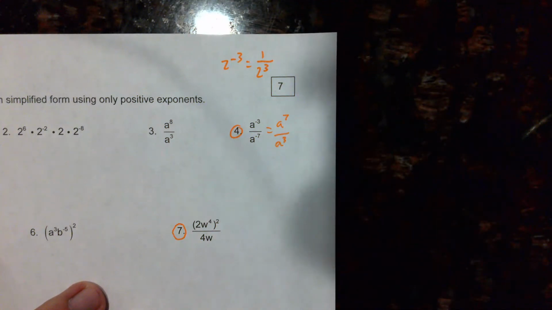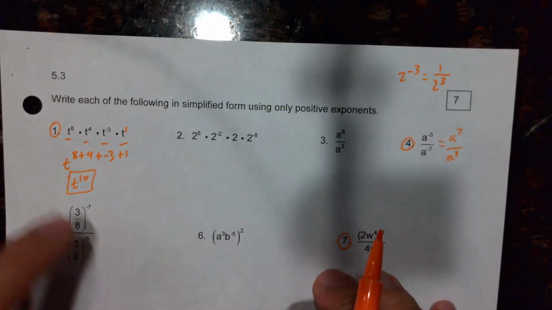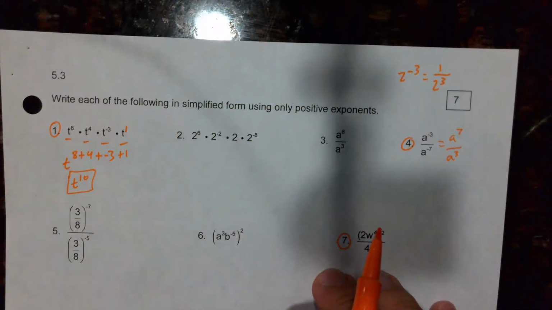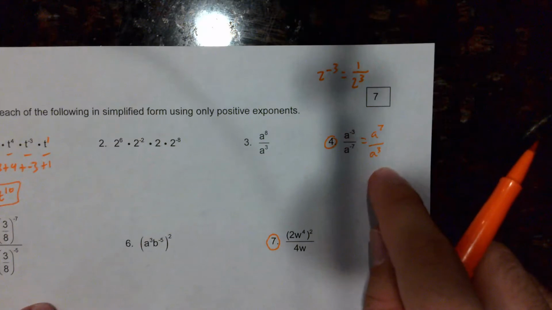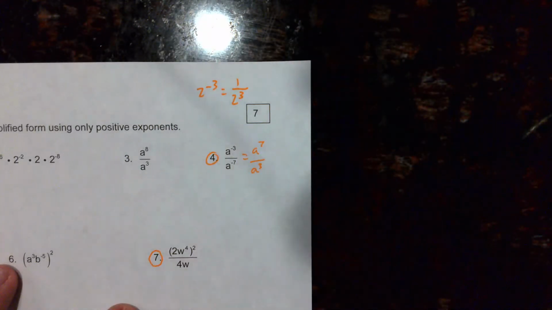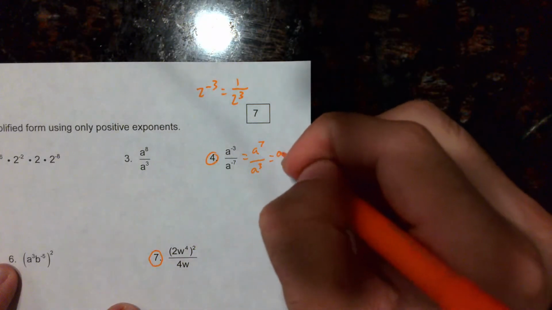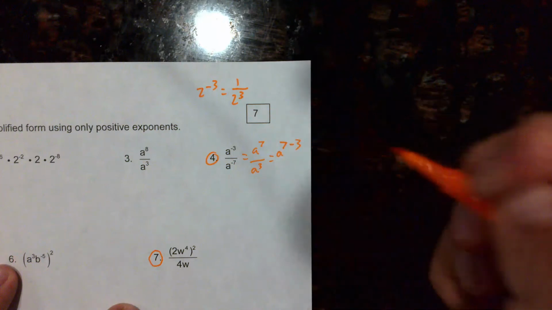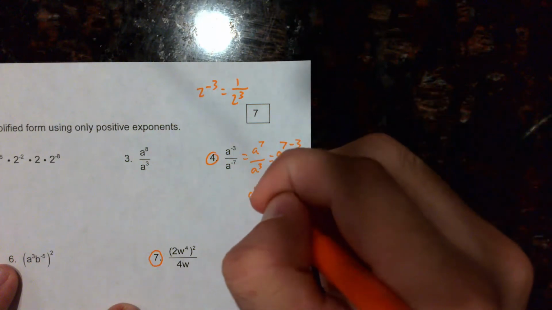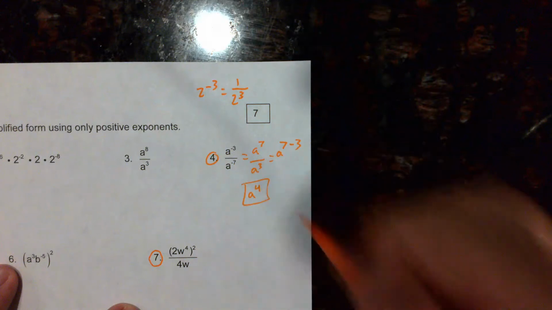Now, like over here, number 1, right? If you were multiplying, you add their exponents. So if you are dividing, you're going to subtract the exponents. So this is going to be a to the 7th minus 3, which is a to the 4th. Right.